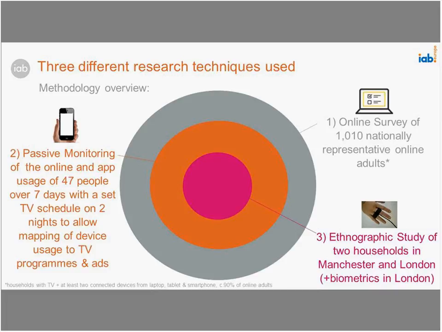We recruited 47 people to do that over 7 days, and the really interesting thing was that on 2 nights we asked those people to watch a prescribed set of TV programs, and that allowed us to very accurately map device usage to what was happening on the TV, for example, whether it was a program or whether it was advertising content. And the third thing, we did an ethnographic study of 2 households, one in Manchester, one in London, and the London household also included some biometric data.